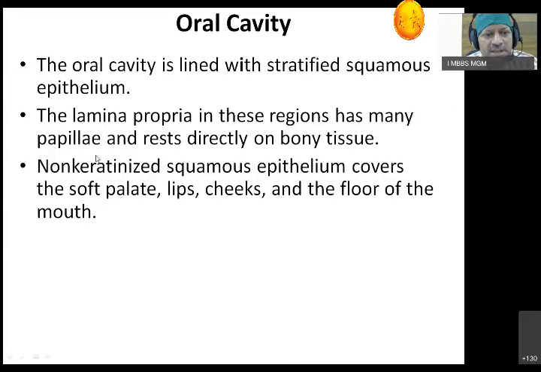Why I am giving emphasis to all this is because we Indians are very fond of gutka and chewing tobacco, and we are at the highest risk. The Indian population is at the highest risk of oral carcinomas. So we have to keep in mind that the oral cavity's stratified squamous epithelium can get converted to carcinomas. That is one thing. Another thing is that infections like papilloma virus infection also lead to oral carcinomas.